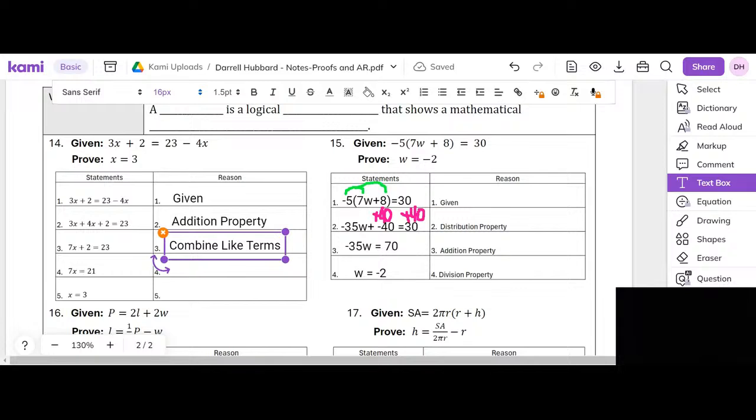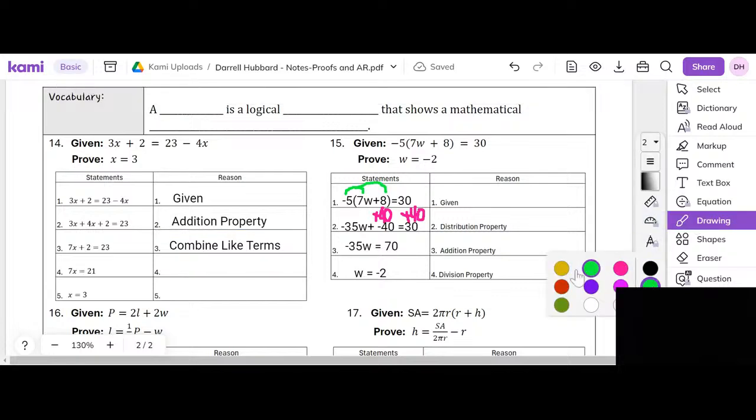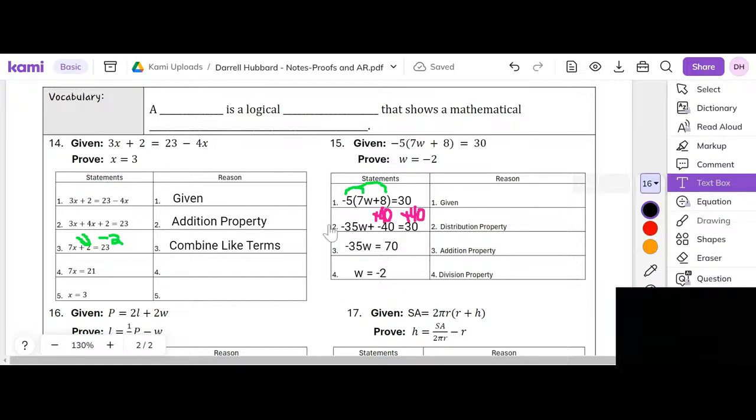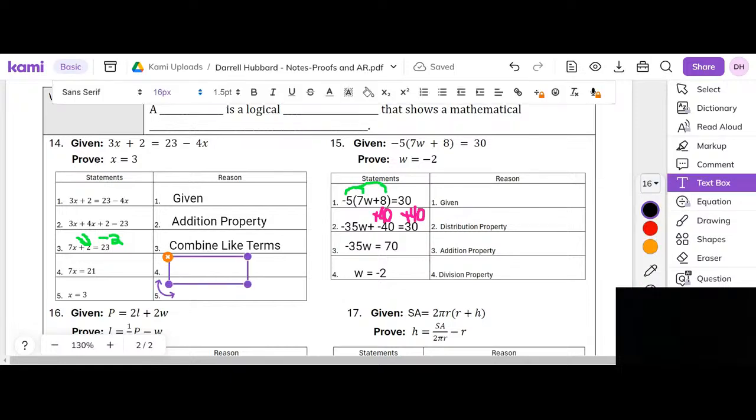And then the next step here, we had 7x plus 2 is equal to 23. Now we just have 7x is equal to 21. Well, what did we do? We got rid of this 2. Well, how do you get rid of the 2? Because it's positive, we have to do the opposite. So we're subtracting 2 on both sides. So just pretend like that's a 2. We're subtracting 2 on both sides. So here we call that the subtraction property.